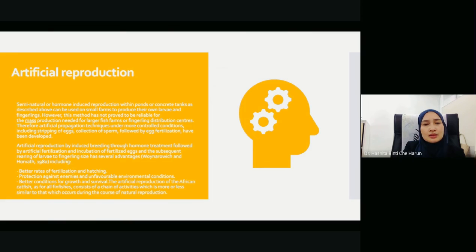Using this process they have many advantages, including higher rates of fertilized and hatching eggs. It could protect against enemies and unfavorable environmental conditions. You could observe better conditions for growth and also survivability of the fingerling.